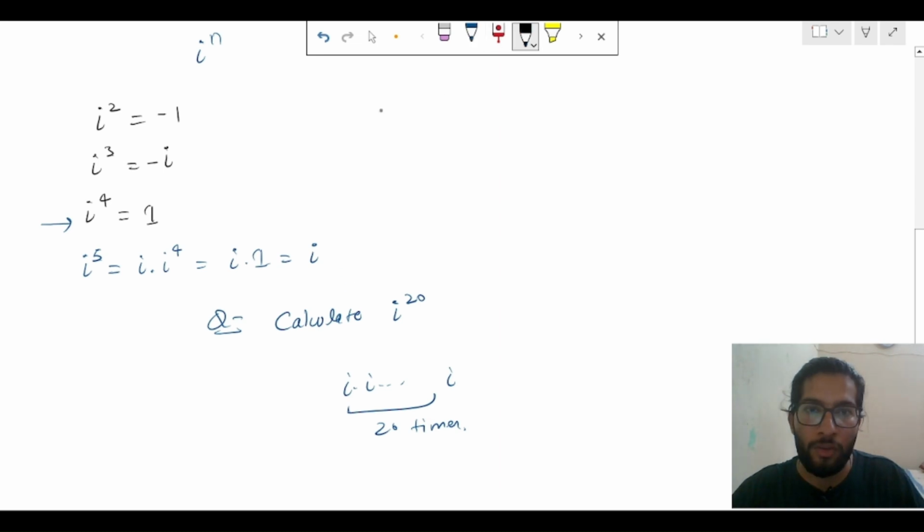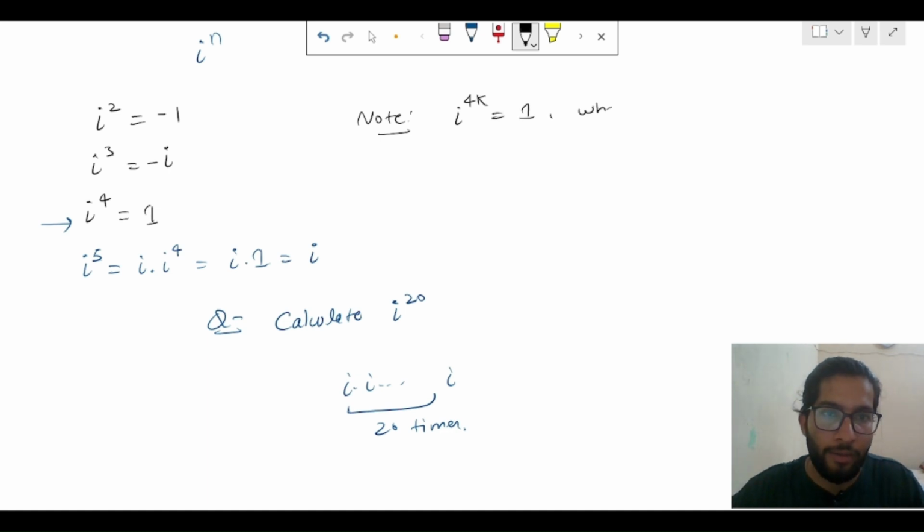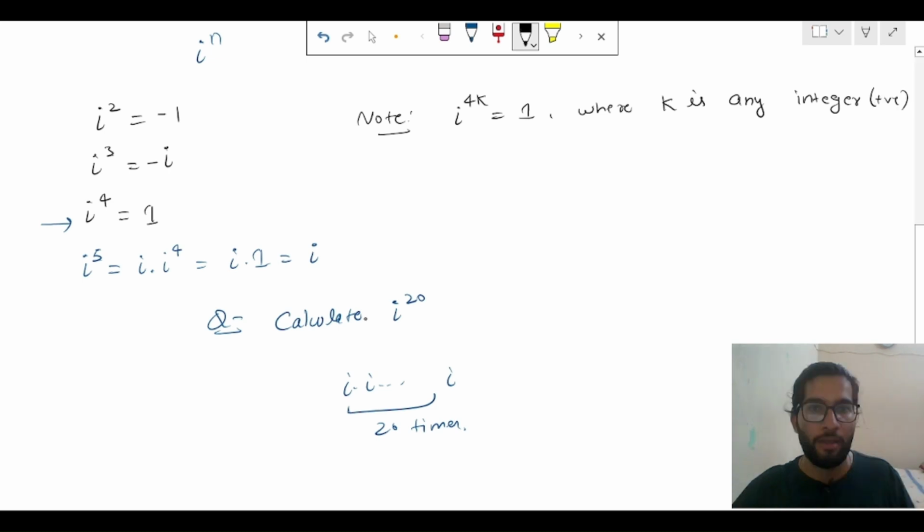Okay, so using all this one, you can write it as a note that iota's power 4k is equal to 1, where k is any integer. And more specifically, k is a positive integer. Okay, so whenever we have iota's power 4k, it will be equal to 1, where k is any positive integer.